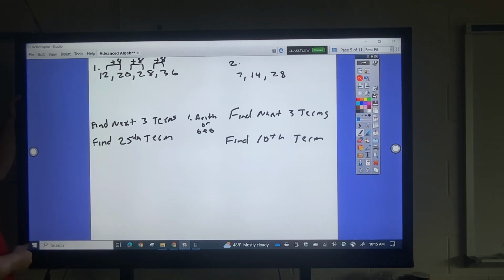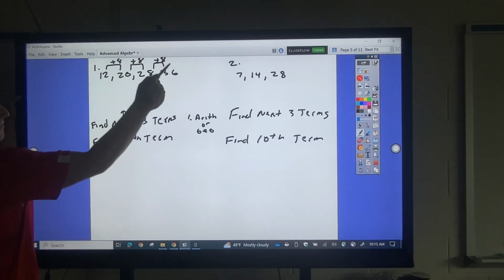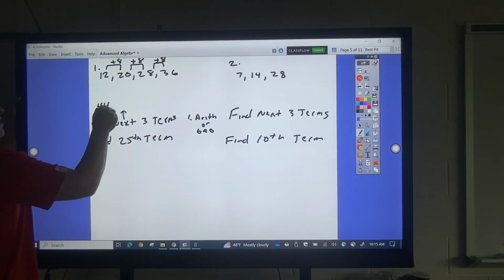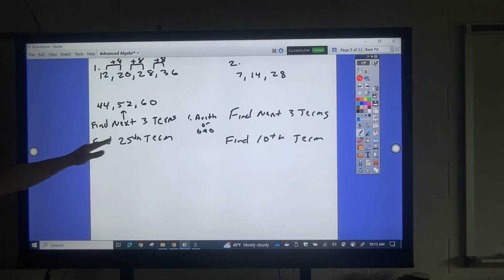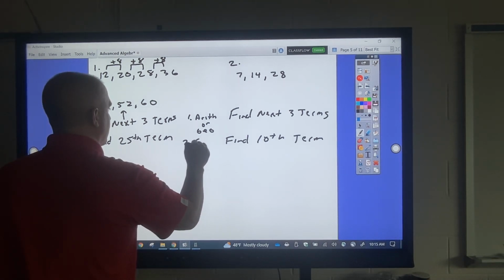So I know it's arithmetic. Well, it's easy to get the next 3 terms. That's just the recursive. So how would the pattern continue? It would be 44, then 52, then 60. That's easy. Now, to find the 25th term, what I've got to do is come up with the explicit formula.